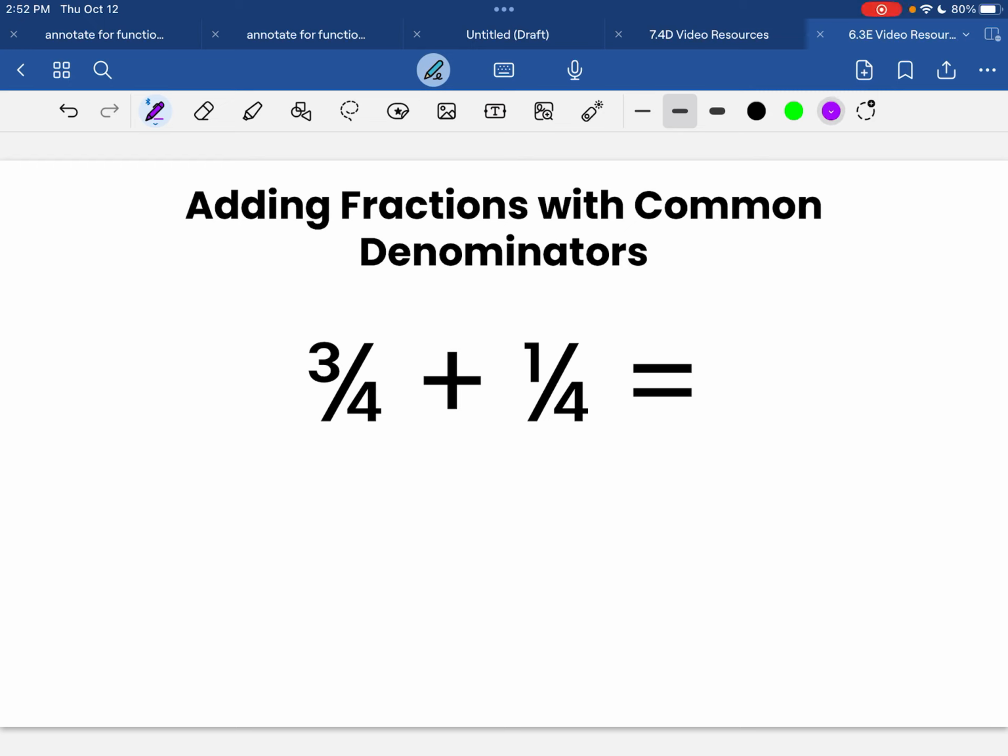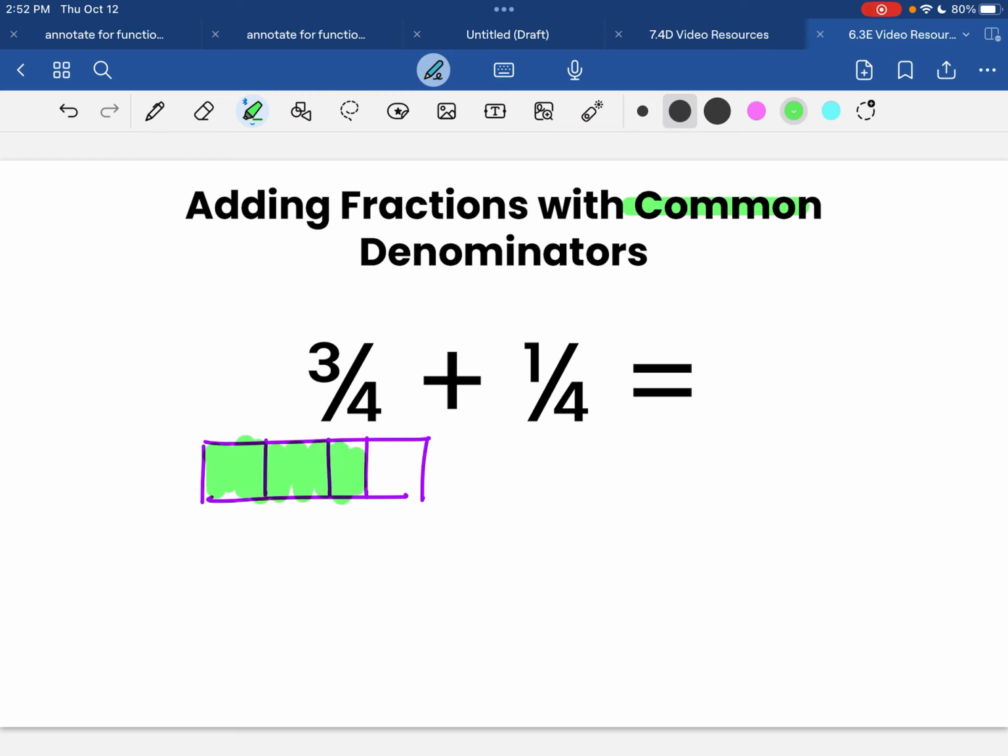Hey guys, today we are looking at how to add fractions with common denominators. So what this means when I say common denominators is that the value in the bottom of our fraction is the same. So we're comparing parts out of the same whole. And the first one I have is 3/4, and I'm going to represent that with a strip diagram.